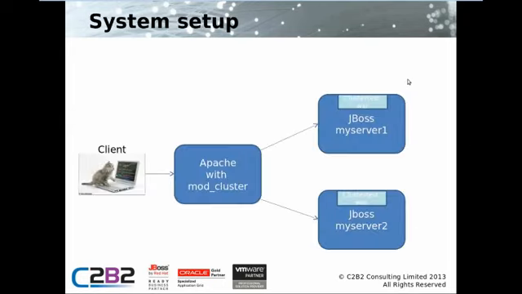So what are we looking at building today? Well, we're looking at building a very basic two-node cluster. So we have two JBoss servers here, myserver1 and myserver2. We're going to deploy a small test app called ClusterTest onto both servers. And we're going to use Apache with mod_cluster for load balancing.